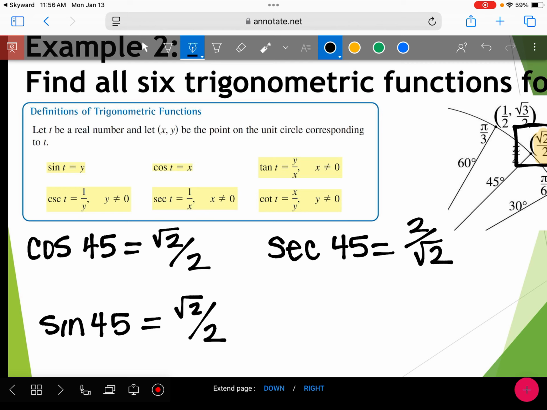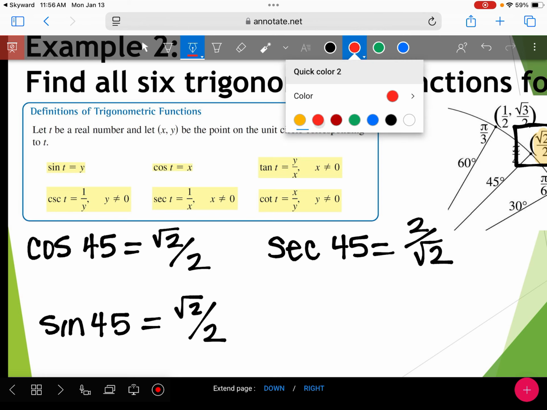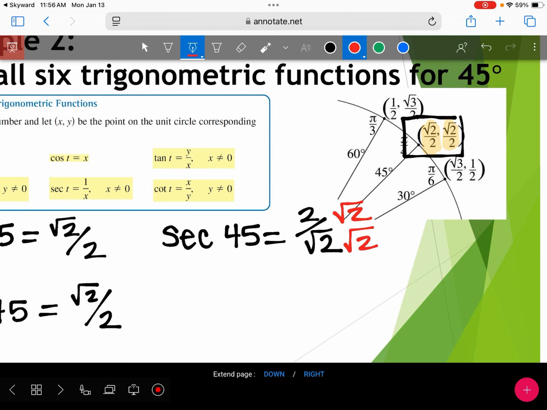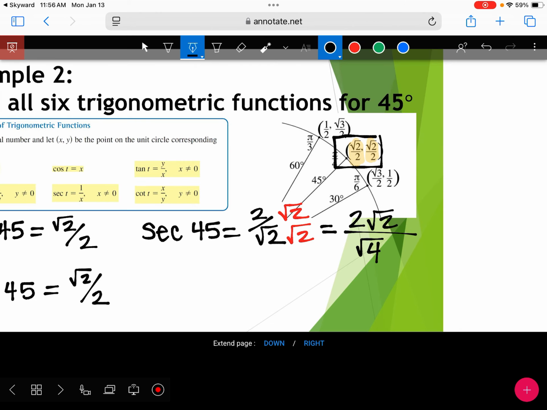Now, when I flip it, though, I run into a problem. Got a square root. And how do we get rid of that? Multiply top and bottom by the square root. So that is going to give us 2 root 2 over the square root of 4, because 2 times 2 is 4, but 4 is a perfect square. And what is the square root of 4? 2. So that leaves me with 2 root 2 over 2.